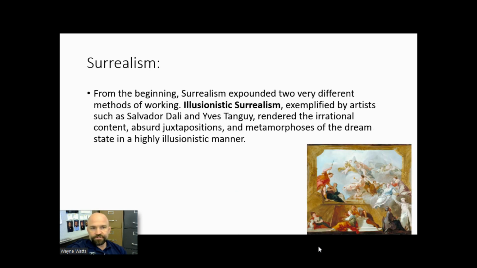From the beginning, Surrealism expounded two very different methods of working. One was illusionistic Surrealism, exemplified by artists like Salvador Dali and Yves Tanguy, which rendered the irrational content, absurd juxtapositions, and metamorphoses of the dream state in a highly illusionistic manner.